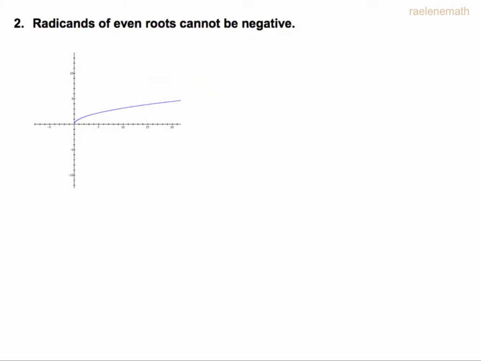The next type of domain restriction is the fact that radicands of even roots cannot be negative. Now, a radicand is the expression or the quantity or the value underneath a square root or a cube root or any kind of root. But we are specifying that the radicands of even roots and not of odd roots cannot be negative. So here's a function, y equals the square root of x, and we can see that when x is equal to -4, for example, which is a vertical line, there is no intersection between the two graphs.